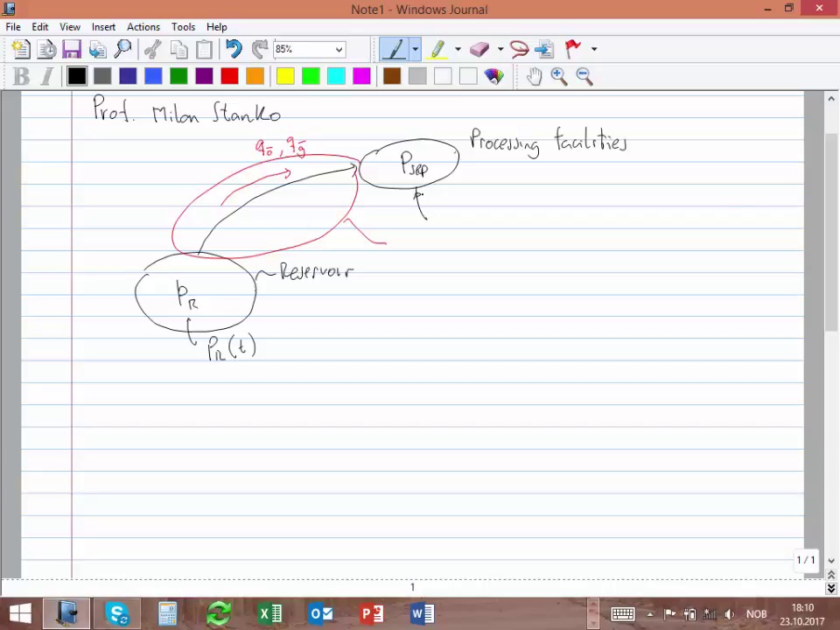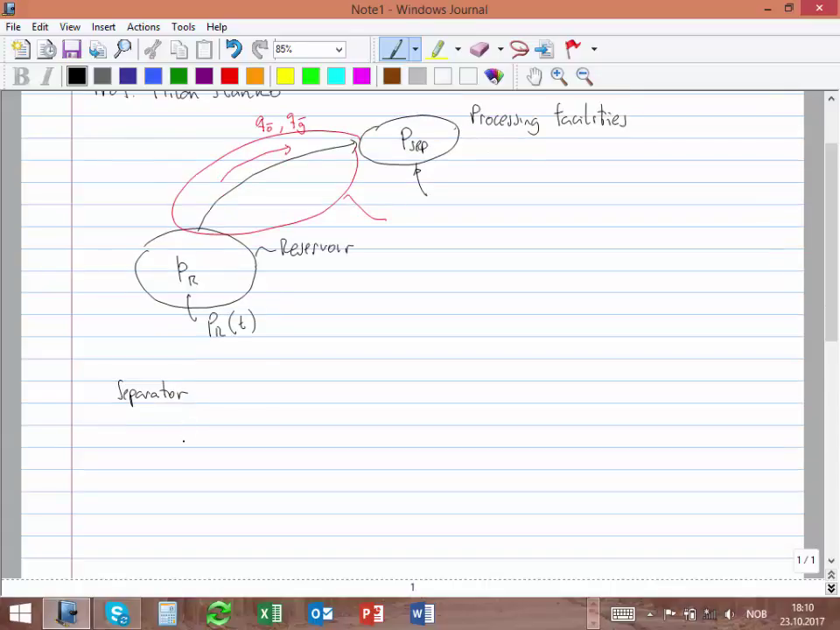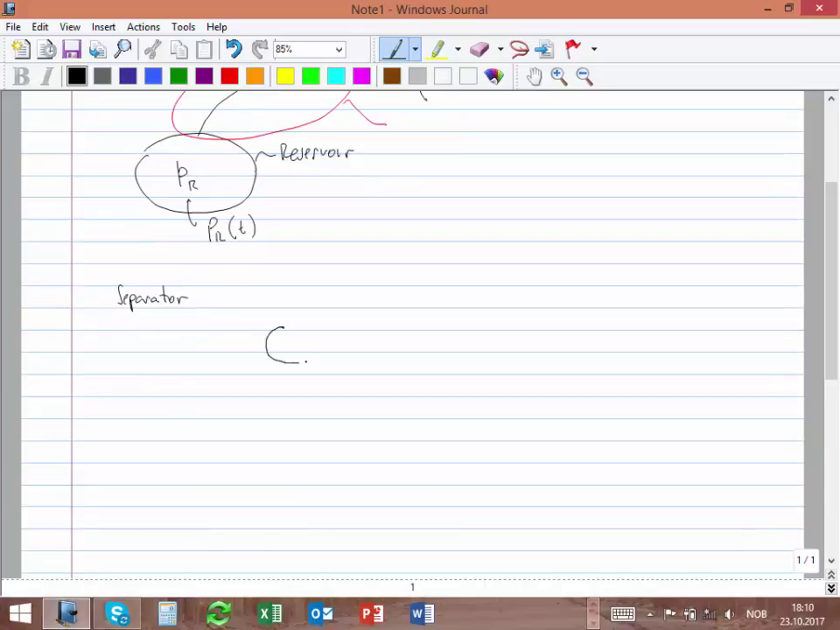So let's make a simple sketch of a separator. We have one main line where the mixture comes in. Let's say we have initially oil and gas. And then I separate and I have gas and oil. We have a level. Any of you has any suggestions how to keep the pressure of that separator constant?